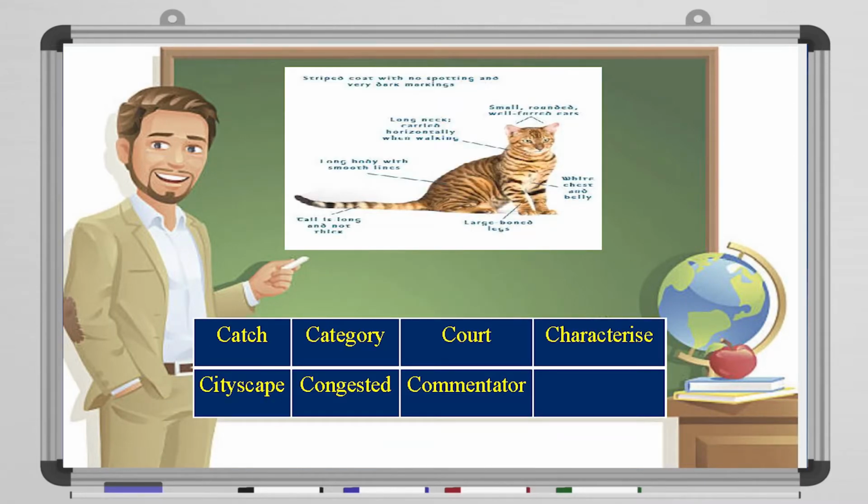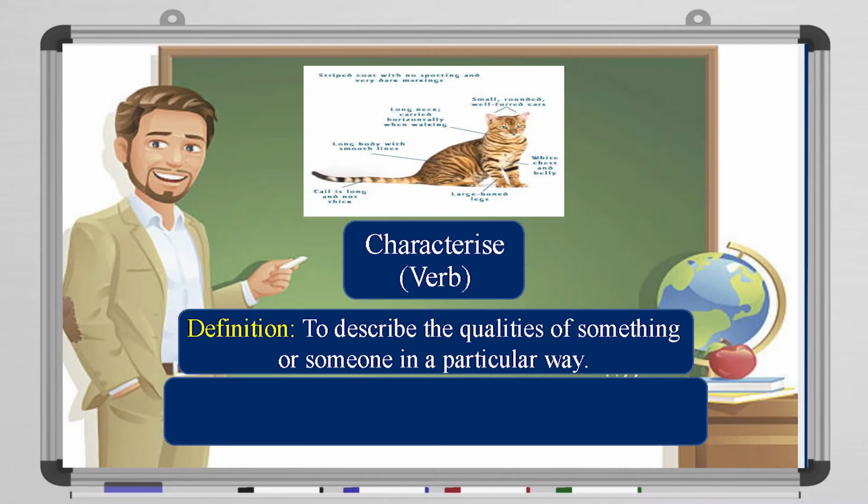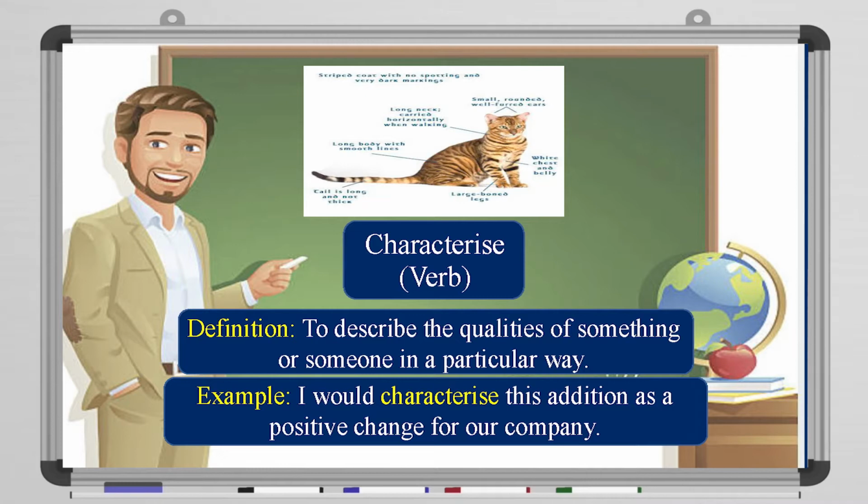So we have a picture of a cat, and we have some details of that cat. What do we call these details? When I have these details, what am I trying to do? We know there are types of cats, right? So I'm trying to characterize that cat. Characterize is a verb, and it means to describe the qualities of something or someone in a particular way. If you look at the example, I would characterize this addition as a positive change for our company. So I put it in the positive category, in the positive things of the company. So I characterize it to be good. Okay, let's look at the other word.